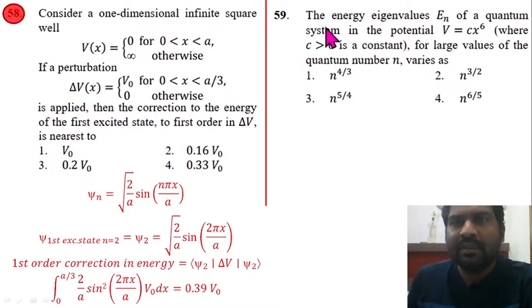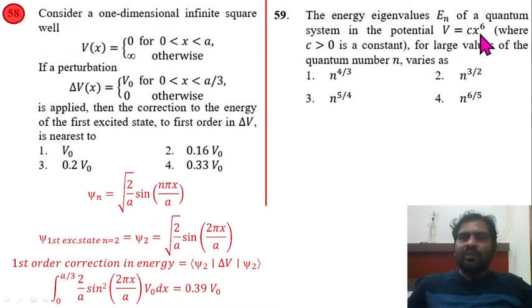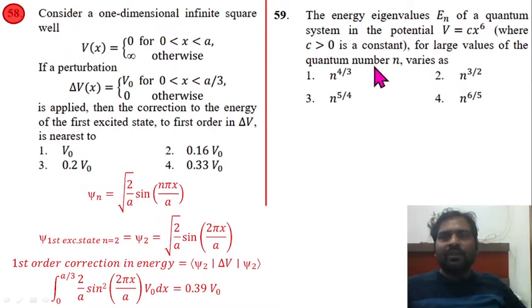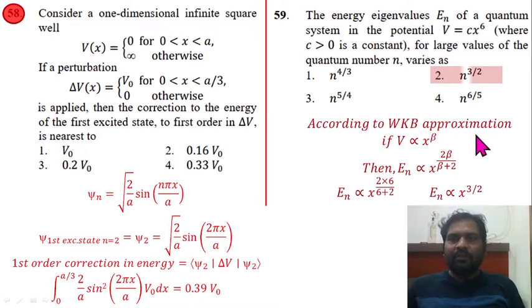Question number 59. The energy eigenvalues En of a quantum system in the potential V equal to c x raised to power 6, where c greater than 0 is a constant, for large values of the quantum number n vary as. According to WKB approximation, your V proportional to x raised to power beta. In that condition, your energy proportional to x raised to power 2 beta divided by beta plus 2. Okay, here beta is equal to 6. So just put the value here. En proportional to x raised to power 2 into 6 divided by 6 plus 2. So 12 divided by 8. So it will be equal to 3 by 2. X raised to power 3 by 2. So option number 2 is correct.